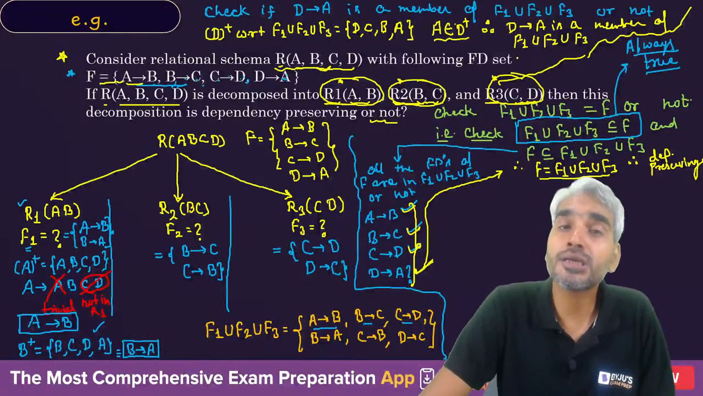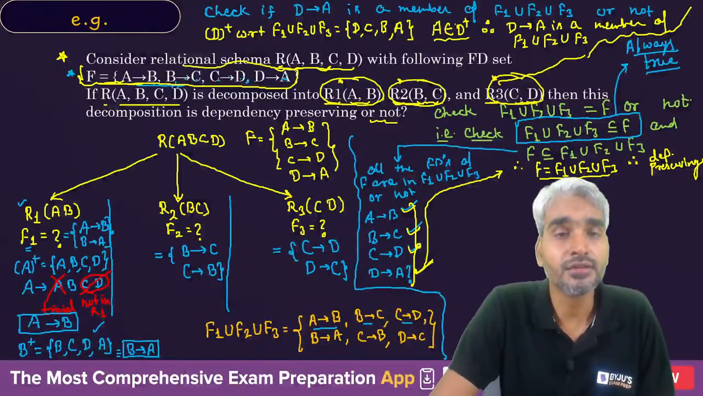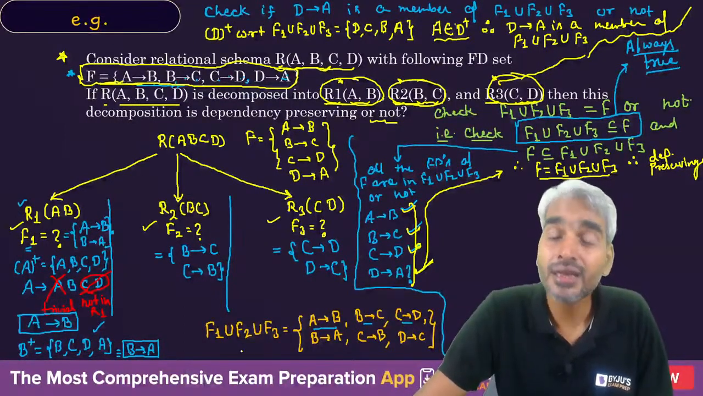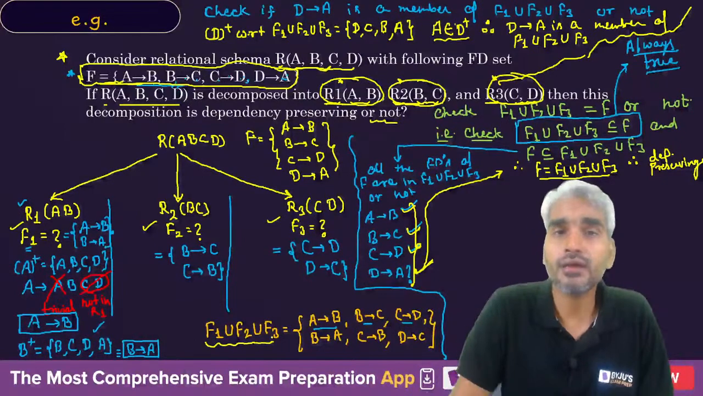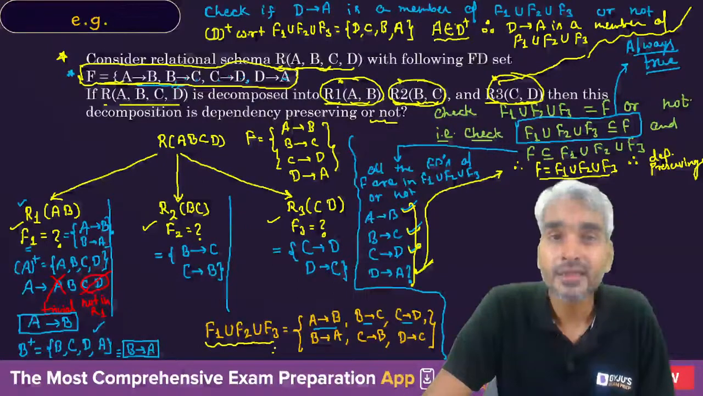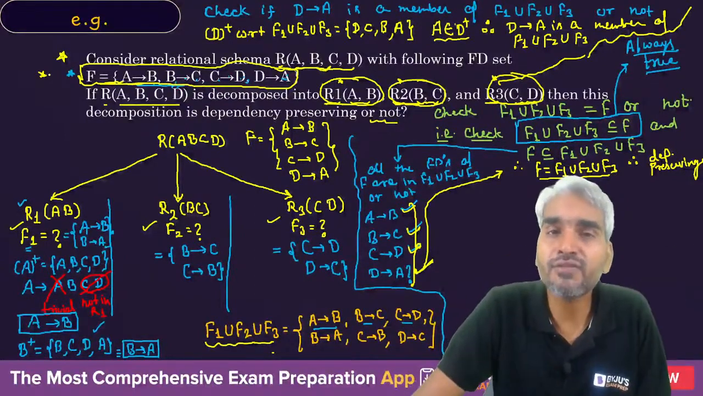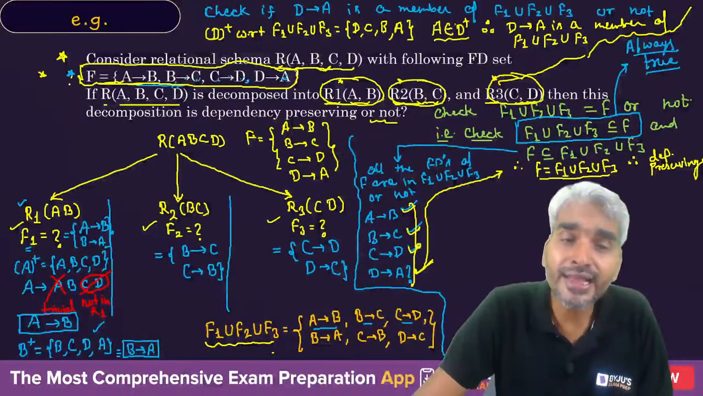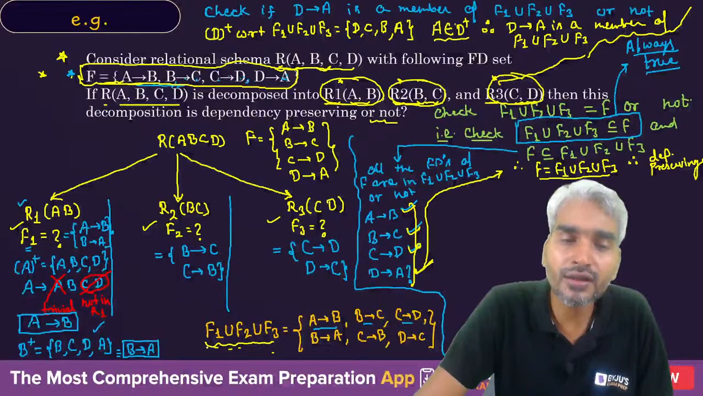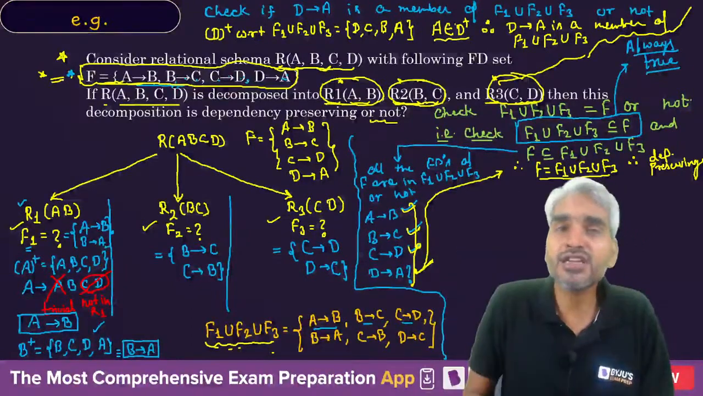So FD sets of sub-relation will be calculated with respect to FD set of original relation. Once you have obtained the FD sets of all these sub-relations, just take the union of all those FDs, and then check whether the union of all the FD sets contains all the FDs of FD set F or not, because you don't need to check whether F contains all the FDs of F1 union F2 up to union Fn, because all those FD sets F1, F2, Fn are derived from F only.